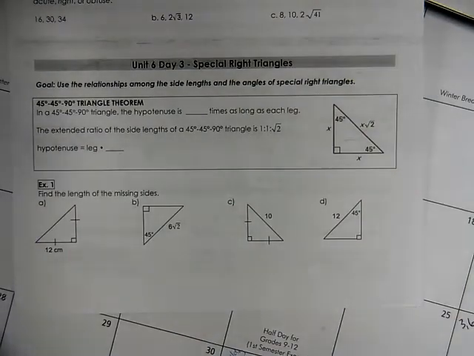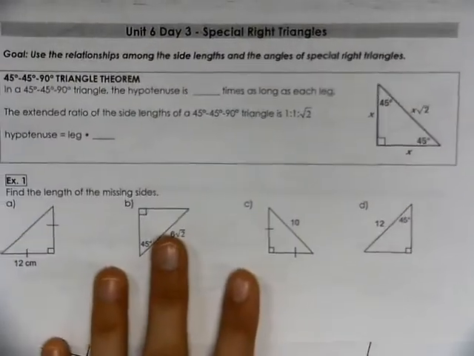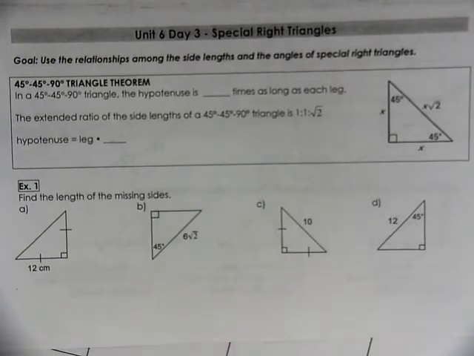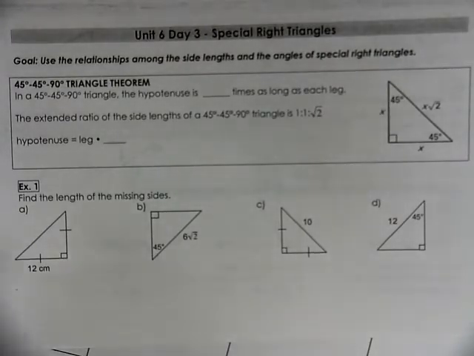Alright, so today we've got to look at special right triangles. So far, we've solved with the Pythagorean theorem. That's really it. Today we're going to look at two kinds of triangles that are special: 45, 45, 90 and 30, 60, 90. What's special about them is that they have a pattern to them.